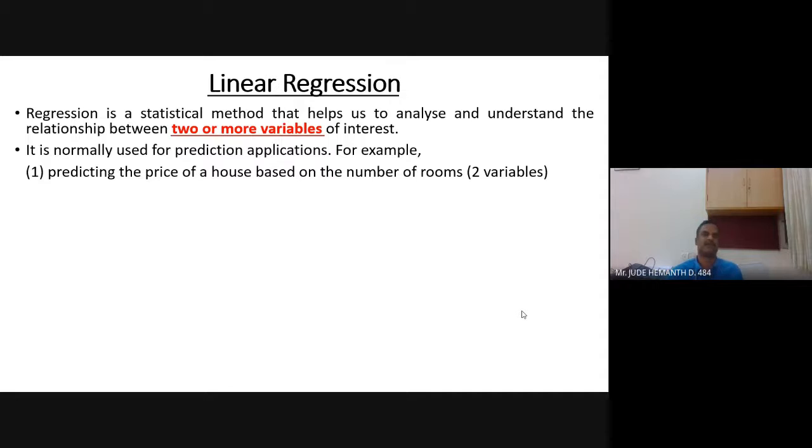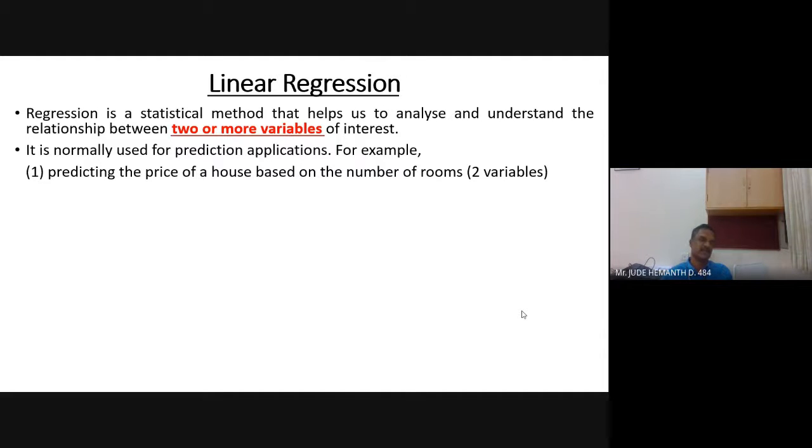For example, predicting the price of a house. If a house is for sale, what is the price of the house? We can predict that based on the number of rooms. This is an example. So the number of rooms is one variable and the price of the house is another variable. In this application, we have two variables. Then this comes under the category of two variable regression method.